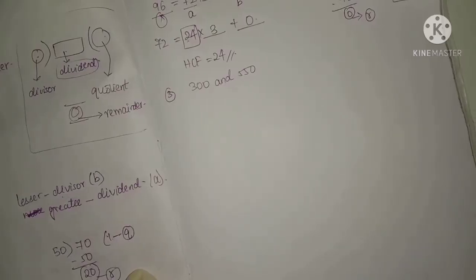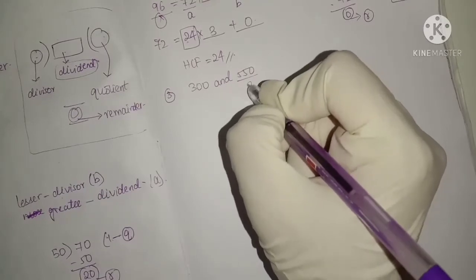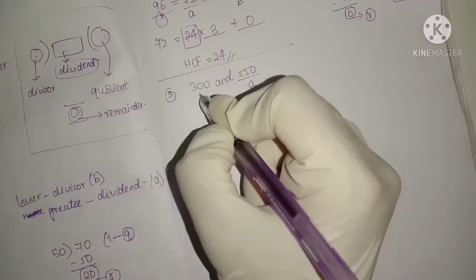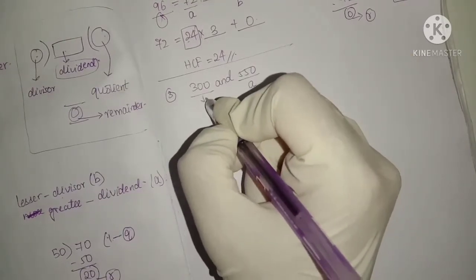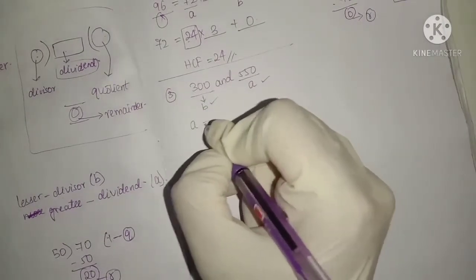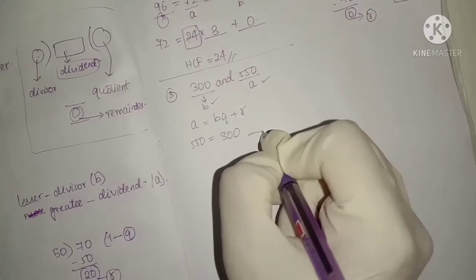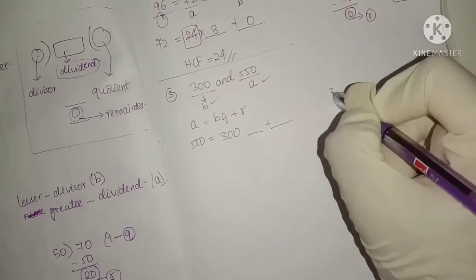Our third sum, again the greater number here is 550, take it as A, and the smaller number here is 300, so take it as B. This is the dividend and this is the divisor. Our equation is A equals BQ plus R. Substitute the values. 550 equals 300 into Q, we don't know the Q, we have to find it, plus the remainder.